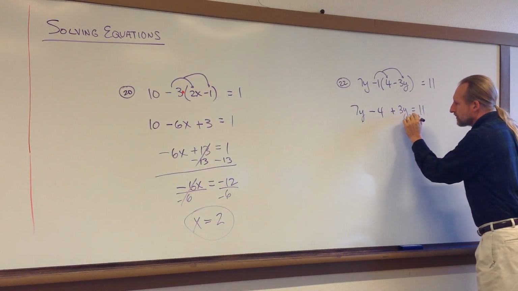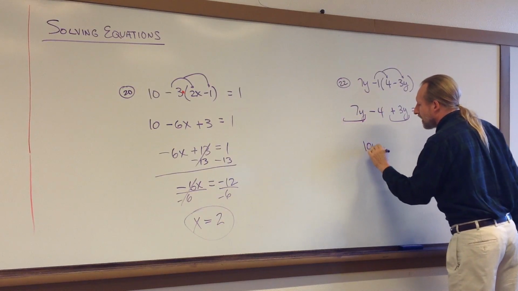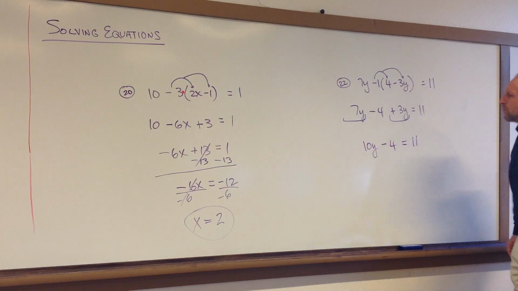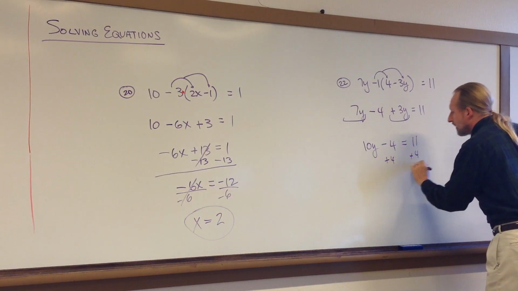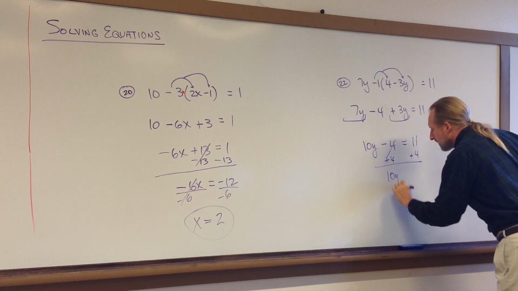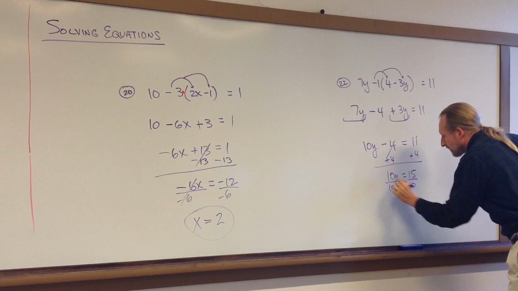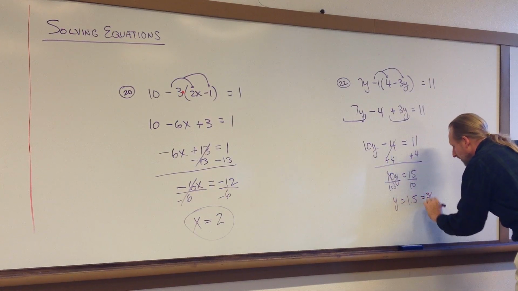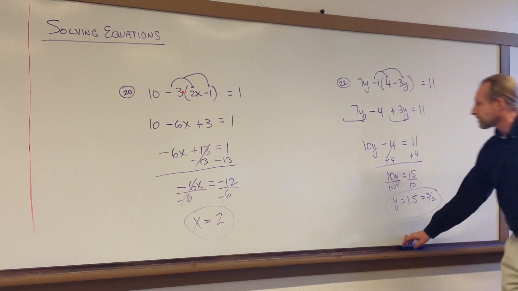Again, notice that this 3y is a plus 3y, and a plus 7y makes 10y. That negative sign is attached to the 4. And then we'll move the 4 to the other side. And that'll give us 10y equals 15. Divide on both sides by 10. Y is 1.5. And if you like fractions, you can call it 3/2.